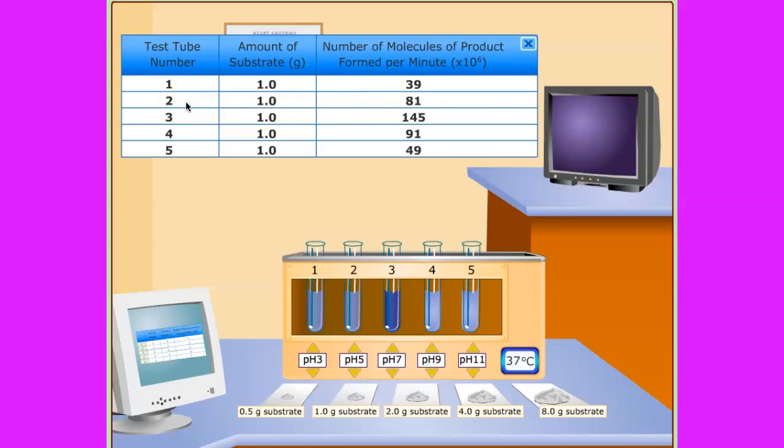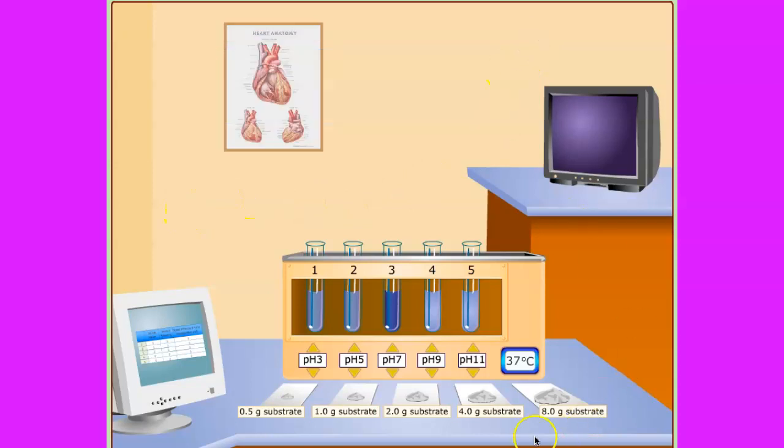For pH 5, we got 81 molecules of product formed per minute. For pH 7, 145. For pH 9, 91. And for pH 11, 49 molecules of product formed per minute. So make sure you've got that data written down. And then I'm going to reset and do the second experiment.